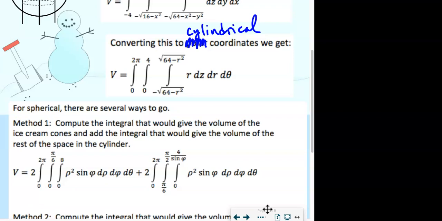So the integrand for the spherical, is that just by volume then? Yes. So with spherical, you're finding volume. In order to find volume, you do your limits, so your theta, your phi, your rho, and then you have to have an integrand of rho squared sine phi d rho d phi d theta.